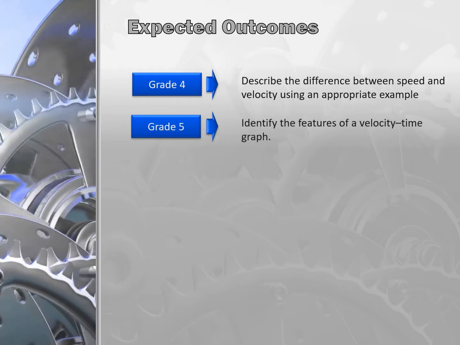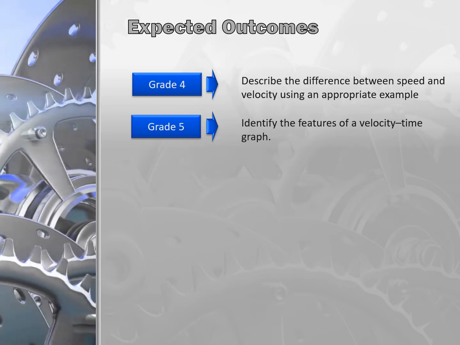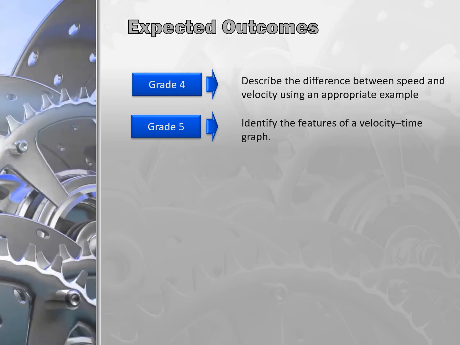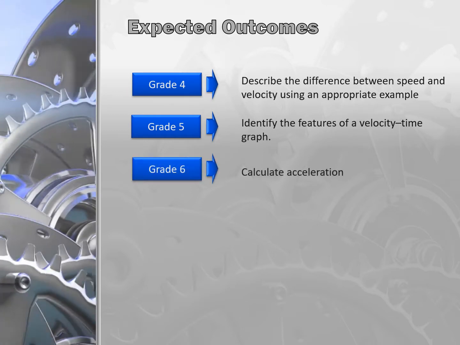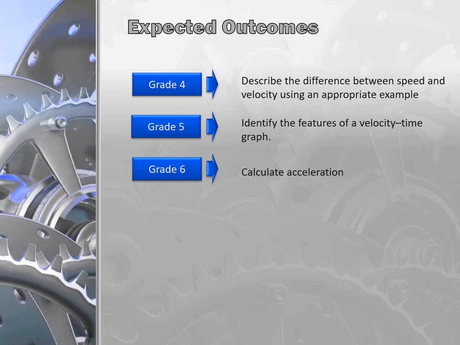A grade 5 is if you can identify the features of a velocity time graph, basically look at the graph and be able to describe what it tells you. And a grade 6 is if you can successfully calculate acceleration using an equation.